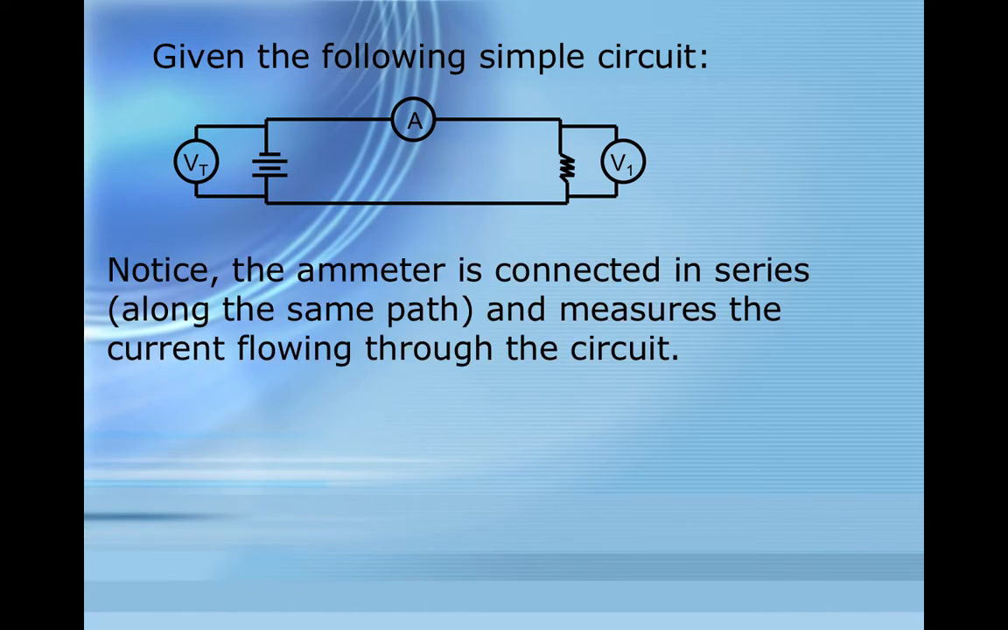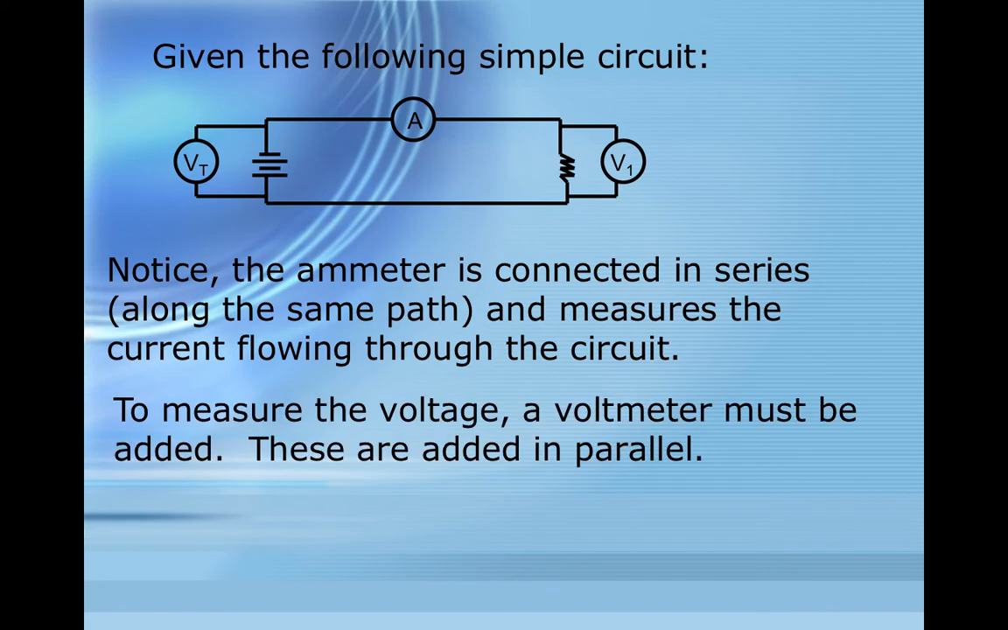So one thing to notice here, the ammeter is connected in series, right? It's connected along the same path. So all of the electrons have to go through that ammeter. It's going to measure the current flowing through the circuit. To measure the voltage, we placed voltmeters around the battery on the left and around the resistor on the right. These are added in what we refer to as parallel. So that means they kind of get clipped around each of those devices on their own.